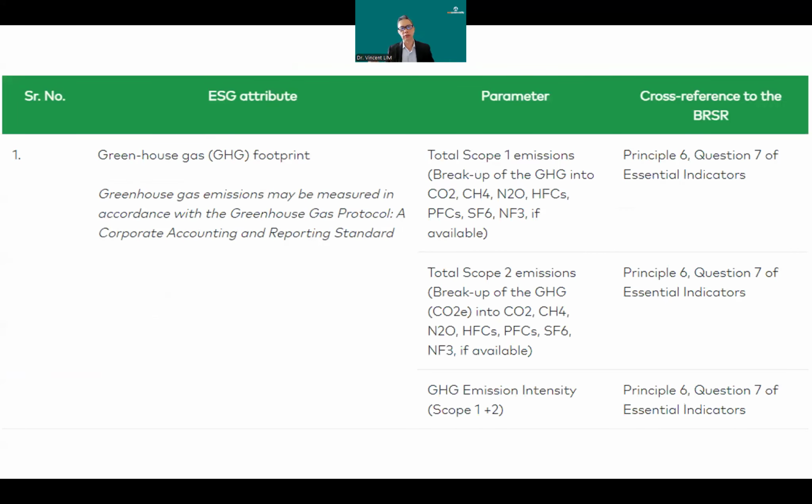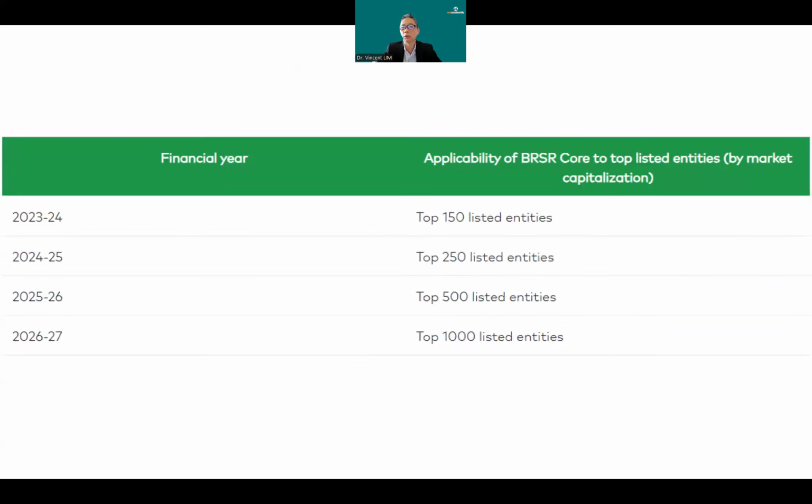And what are the differences? So you look at the item here. Under greenhouse gas footprint, BRSR Principle 6, question 7 of the essential indicators actually are the same as ISSB, because ISSB is using greenhouse gas protocol. So it is the same, it's moving towards being the same. Scope 2, same thing, Principle 6 of question 7, and GHG emission intensity, Scope 1 plus Scope 2, they are about the same.